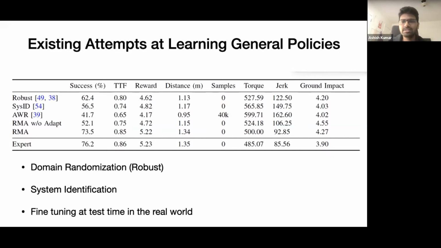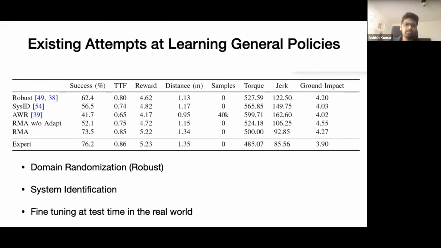The second method is system identification. Instead of estimating the extrinsics, we can also estimate the exact center of mass, the value of mass, friction, etc., and see how well the robot performs. Even in this setup, it's solving a harder task than necessary. You don't need to know the exact value of friction to figure out how to correct for it. And the last set of methods are the ones which fine-tune at test time, and they take up to several minutes to adapt.